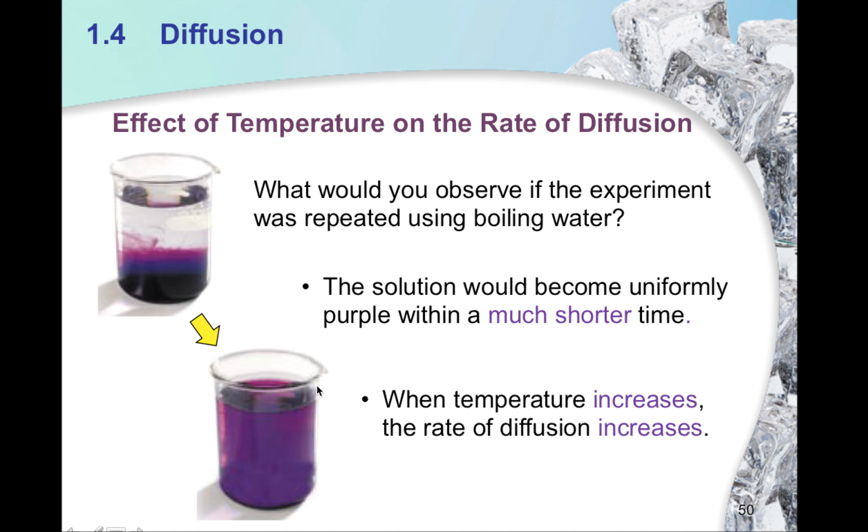Now why is this so? This is because when temperature increases, the particles vibrate faster, and if the particles are able to vibrate faster, they are able to move faster and hence travel or diffuse faster to the lower concentration region.